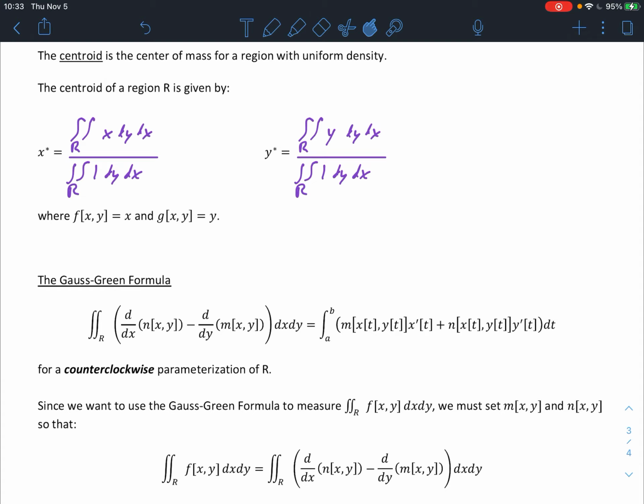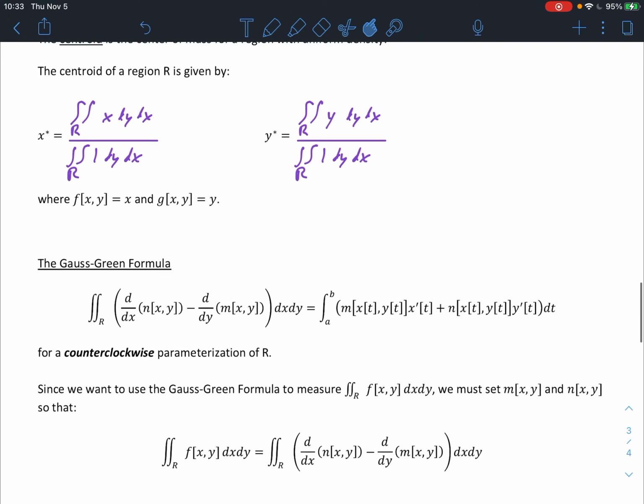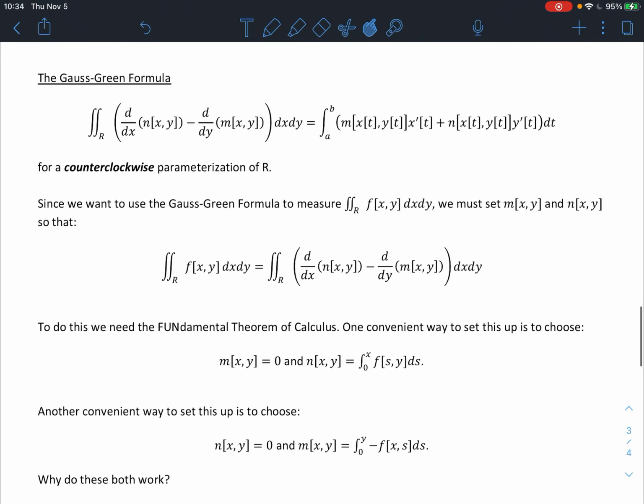It's pretty basic. Basically do the exact same thing we did for the last couple of problems, except we have the numerator as the double integral of x or the double integral of y. The big part of this chapter is the Gauss-Green formula.